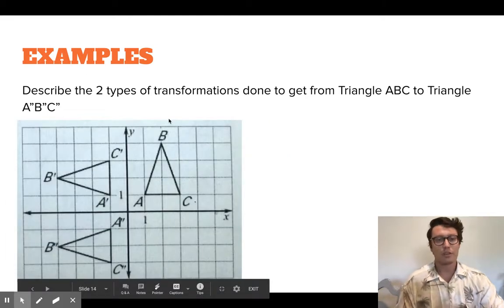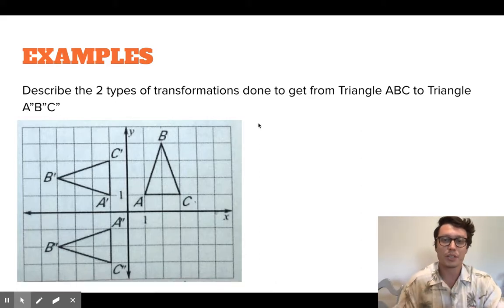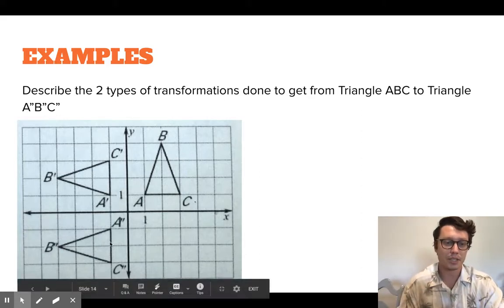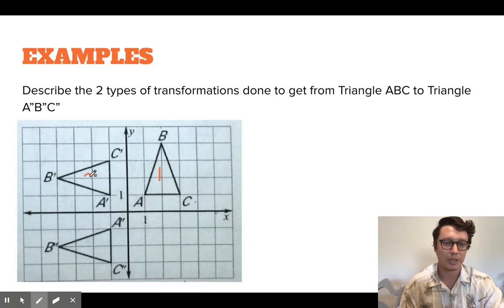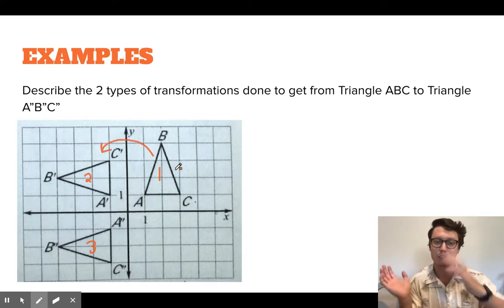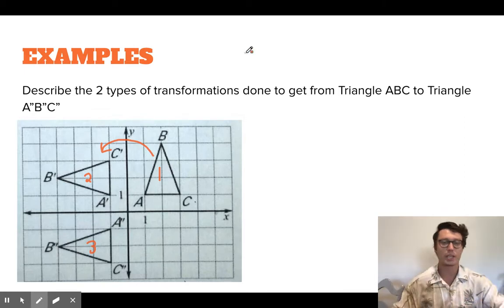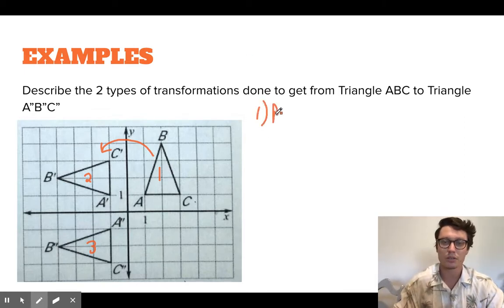Once again, describe the 2 transformations done to get from ABC to A double prime, B double prime, C double prime. This is triangle 1. This is triangle 2. This is triangle 3 because we see ABC, A prime, B prime, C prime, A double prime, B double prime, C double prime. Okay, so how do we get from here to here? This is very clearly spinning, it's rotating. This is a rotation.